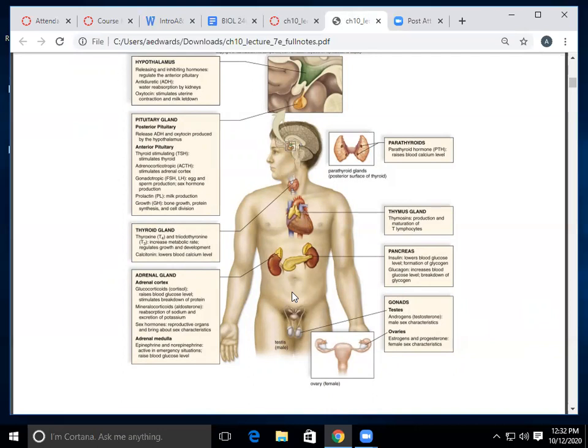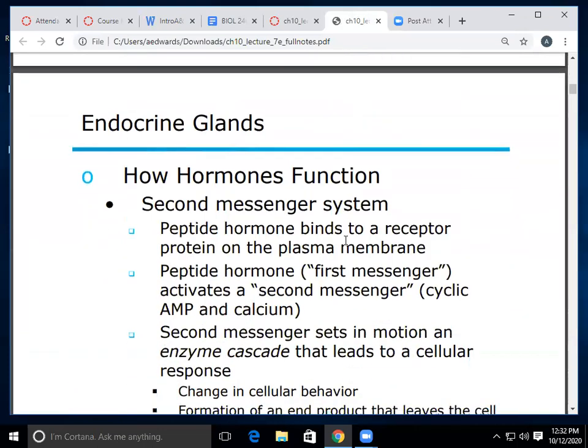All right, so I'm going to pause there and give you a minute to discuss with your partners the overall function of the endocrine system as well as some common endocrine glands. You can do this at home as well.